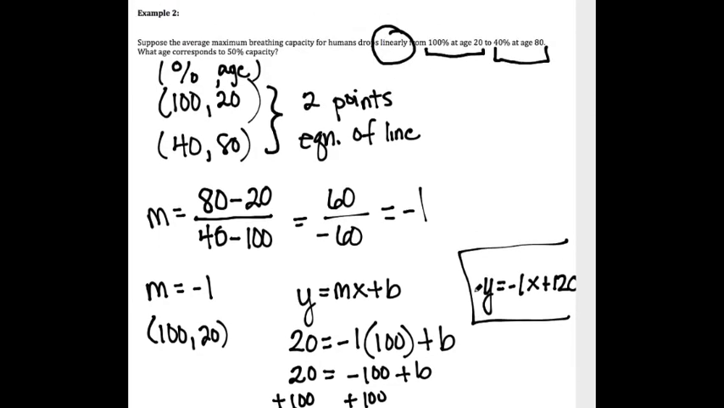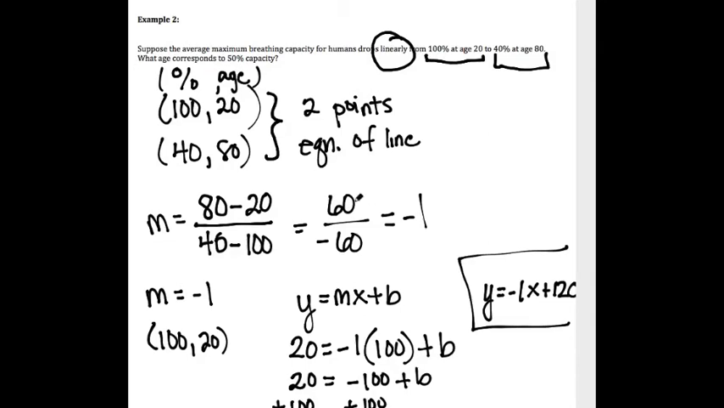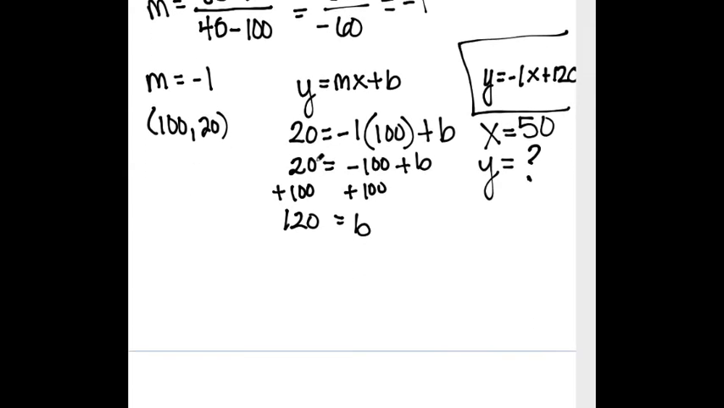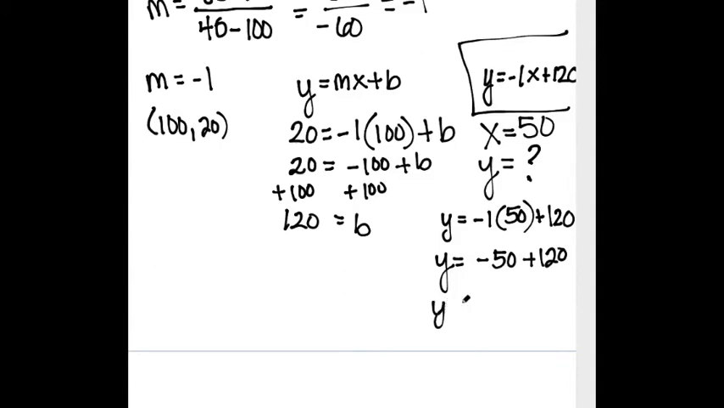Now the question asks, I'm going to go back up here, it says, what age corresponds to a capacity of 50%? All right, so what they've given us is an x value of 50, and they want to know what the corresponding y value is. So I'm going to go ahead and plug 50 into this equation. So y equals negative 1 times 50 plus 120. That leaves me with y equals negative 50 plus 120, which is y equals 70.